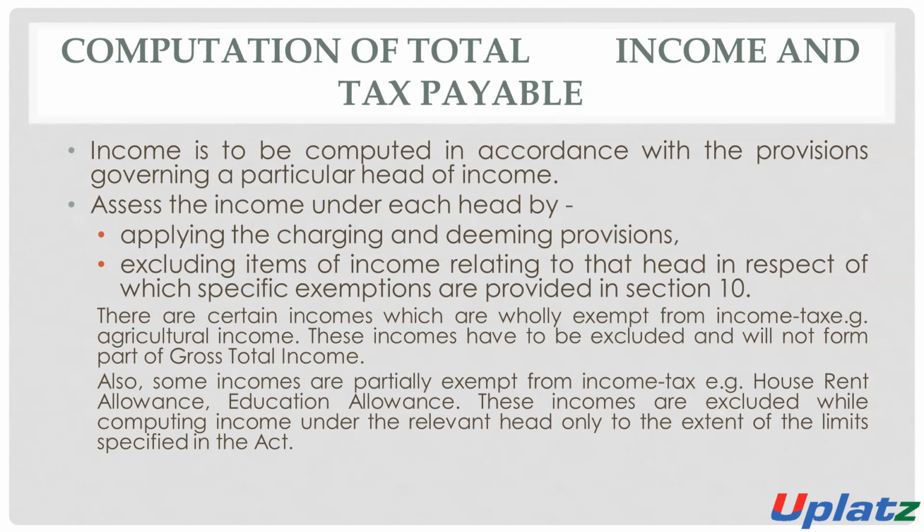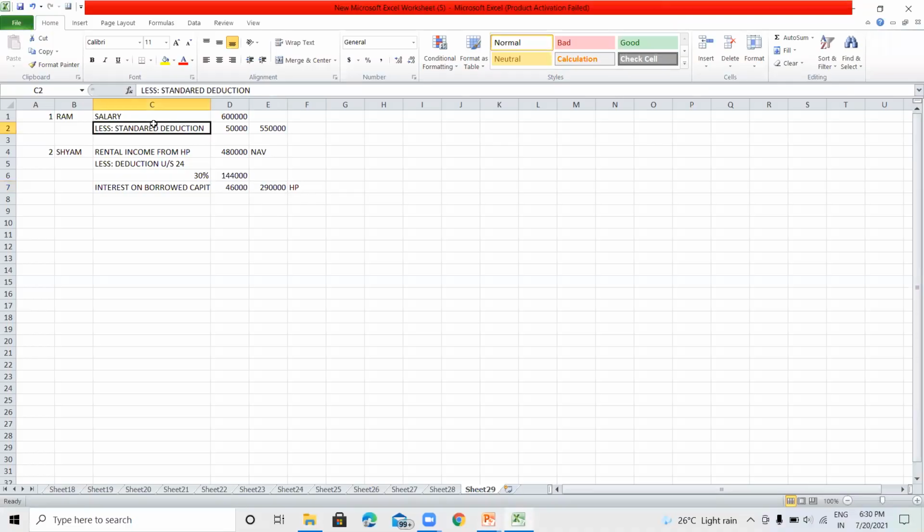And we will also provide deductions to calculate the income. We will provide the reduction, that is the reduction and the exemption, meaning excluding the item of income relating to that head in respect of which specific deductions are provided in section 10. Means if there is a salary income, and in the salary income there is a reduction as per section 10, then we will exclude it from such amount.